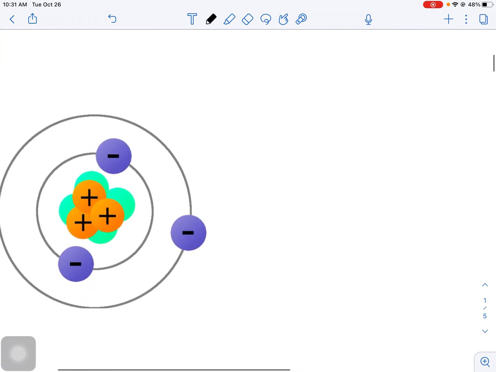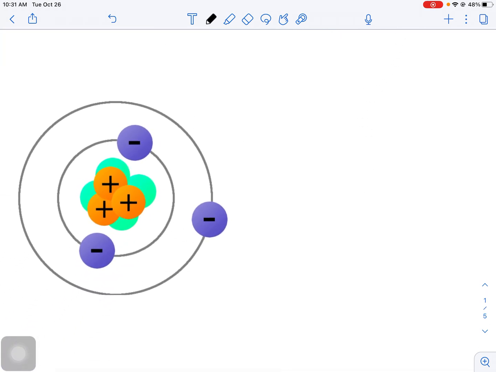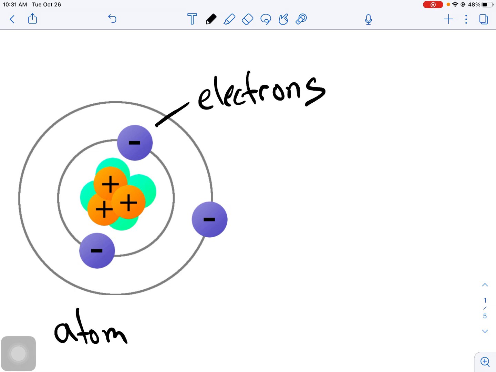Well, in order to understand that, you have to go down to the very basic building blocks of matter, the atom. This is a model or a picture of an atom. And an atom is composed of these electrons. And you might hear the word electricity in electrons because those are very important because they are negatively charged. Now, in the nucleus of the atom, we have these neutrons. Neutrons are zero. They're neutral.